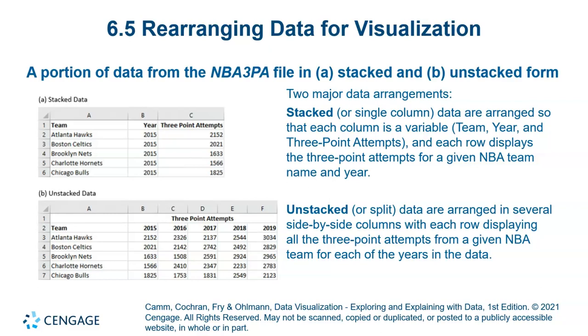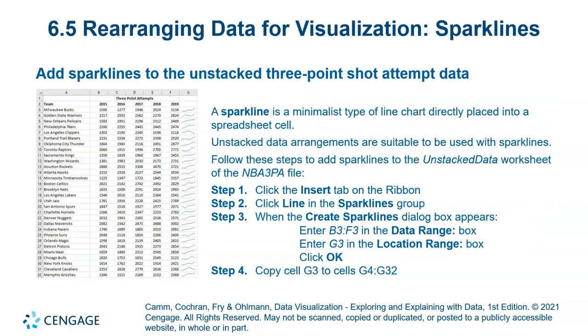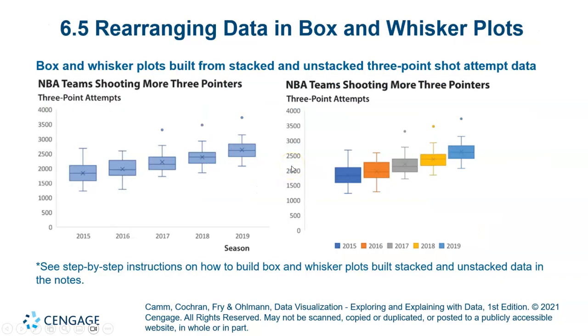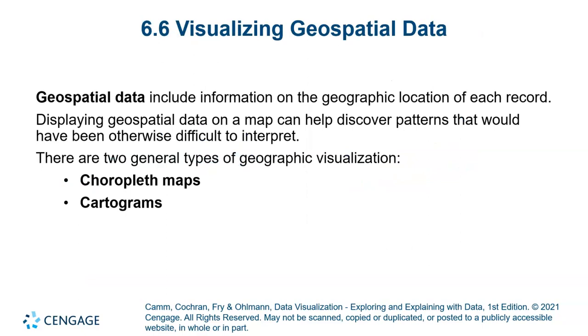There are two kinds: stacked and unstacked. Stacked is when the data is in a single column, and unstacked means you split the data into different columns with respect to the years or any category. Here are some more examples. You can also put a spark line over here, and it will give you different information. The box whisker can be visualized in two different ways, with color and without color.